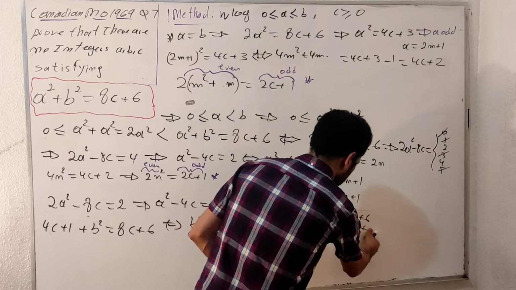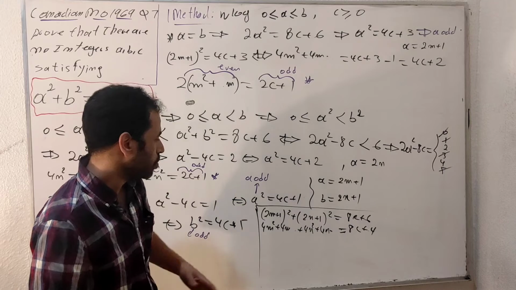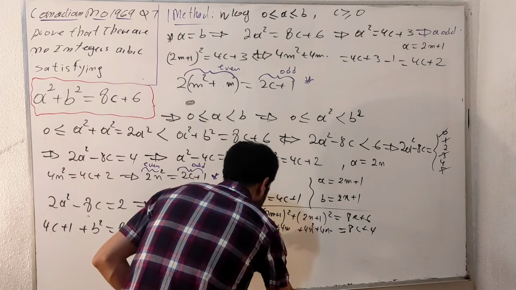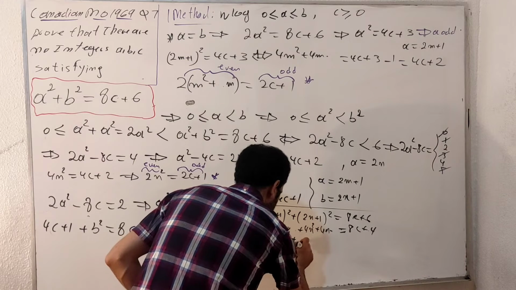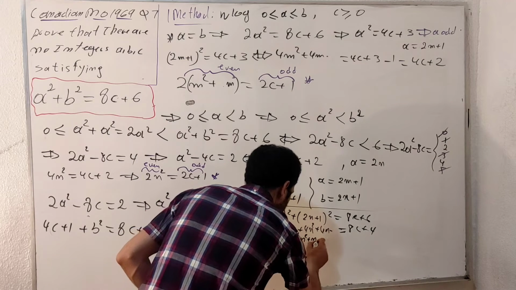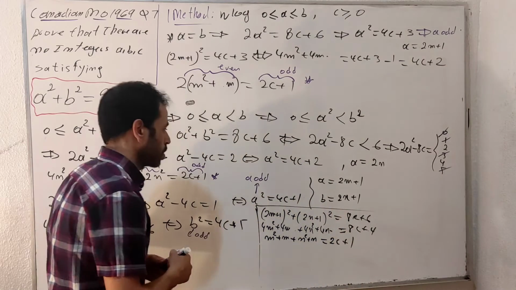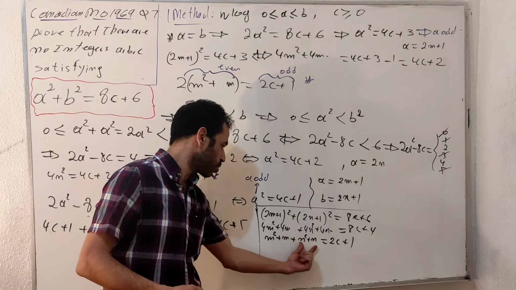I will leave it as number 4 on the right hand side of the equation, okay? Then I'm going to divide both sides by number 4. I will get m squared plus m plus n squared plus n equals 2c plus number 1. In addition, then I'm going to take each of these two terms.